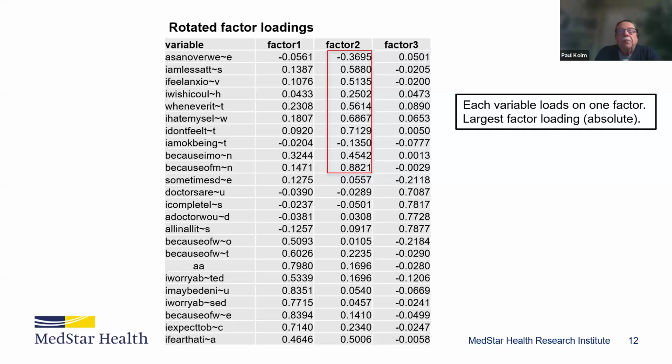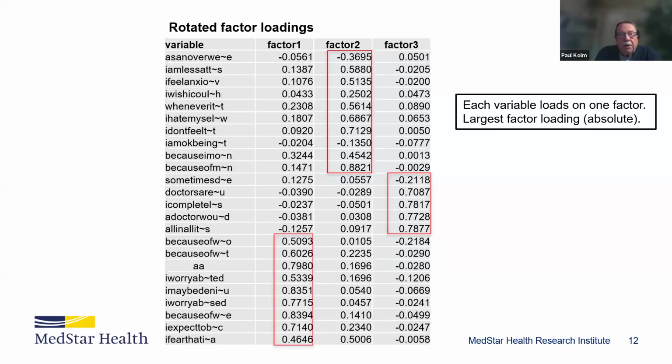And then the same thing with factor 3, we can find the largest in terms of absolute values, the largest factor loadings that define factor 3. And then the same thing with factor 1. And so you can see that if you go through each variable, each line, you can see that the largest correlation is related to the particular factor.